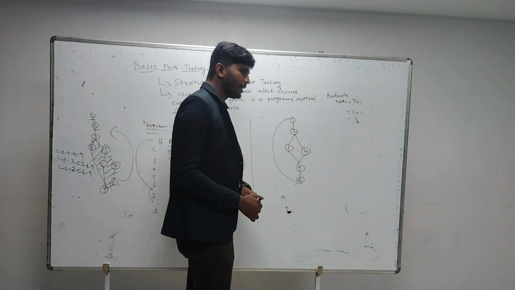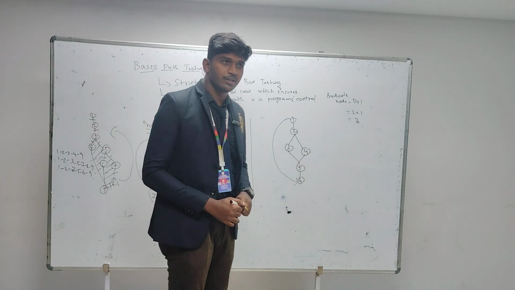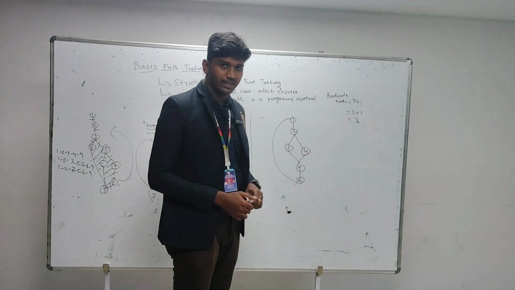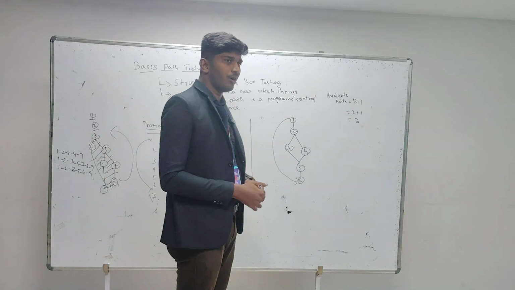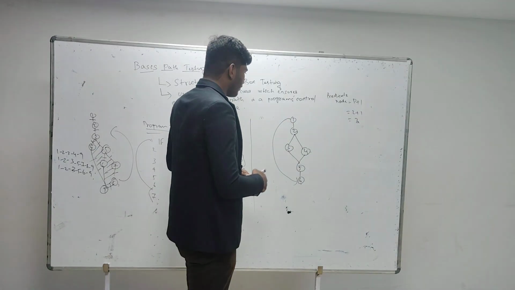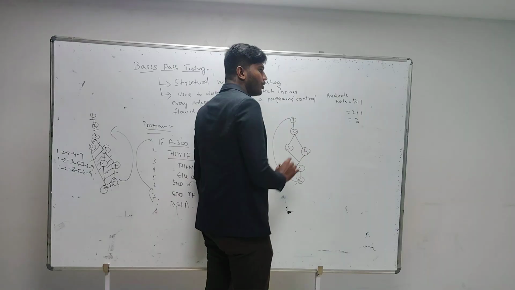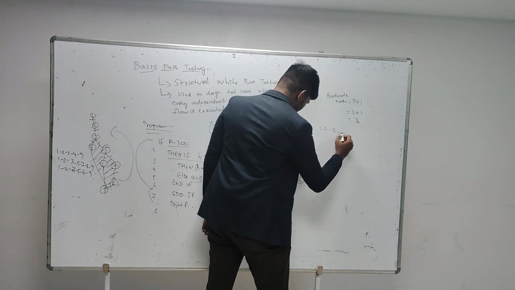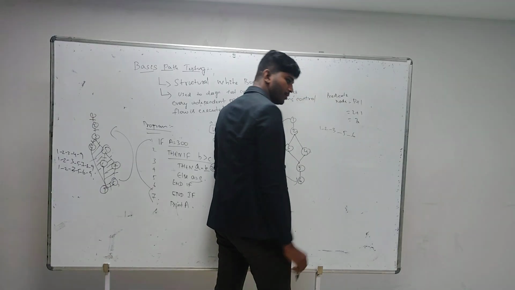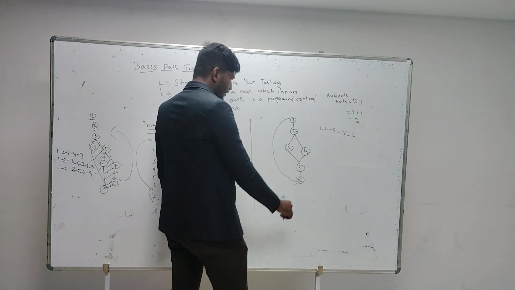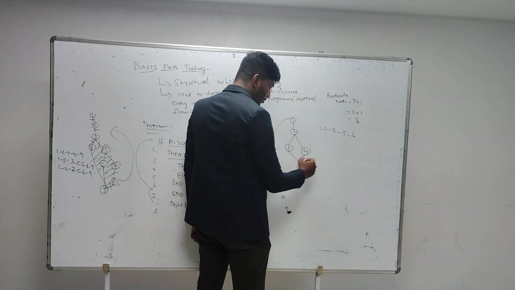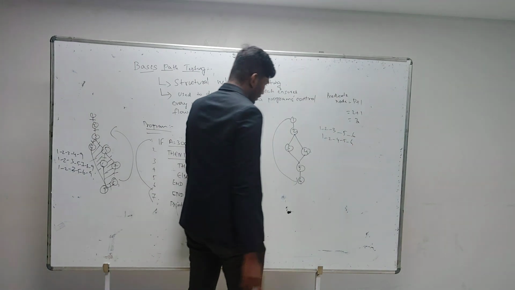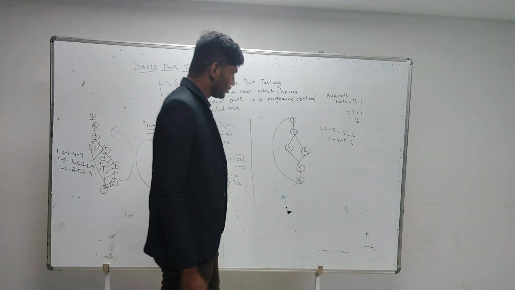Okay, so now you have to derive how many independent paths there are, what the cyclomatic complexity of the control flow graph is, and how many test cases there are. First of all, you have to draw out the independent paths. The first path is 1, 2, 3, 5 and 6. The next path is 1, 2, 4, 5 and 6. And the next direct path is 1 to 6.